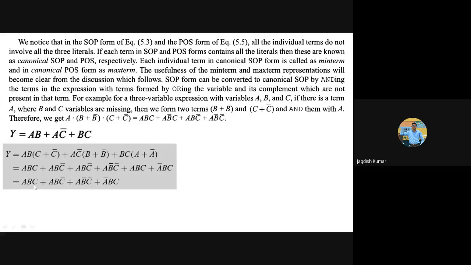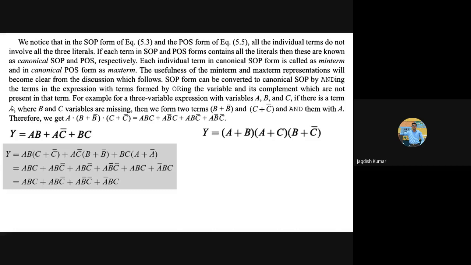So all these terms are called min terms. Each term in canonical SOP form is called a min term. So this is a min term, this is a min term, this is a min term, this is a min term. I hope this is clear. Is this part clear or any question? Yes, please. Is min term clear? How to obtain a canonical SOP form from a non-canonical SOP? Is this okay? Any query? Okay, no query. Very good.